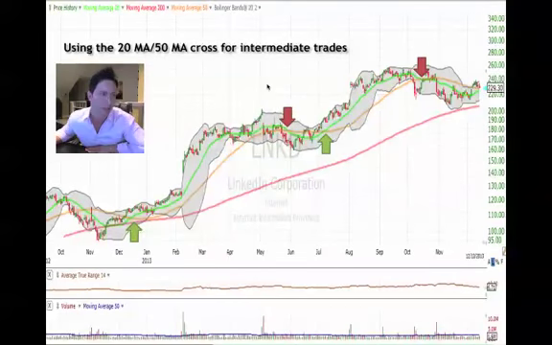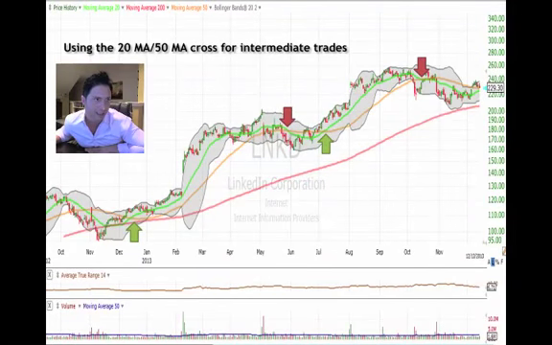Let's take another look at a different stock here, LinkedIn. Now, in this case, we're going to use a different technique. Both are fine. This is just another method that some traders use. In this case, we're monitoring how the 20-day moving average crosses the 50-day moving average. So the rule is when the 20 crosses above the 50, that's our buy signal. So here we see the green line cross above that orange line.